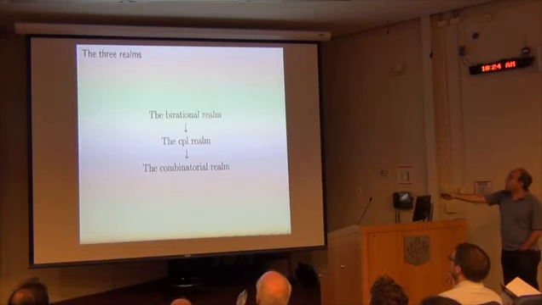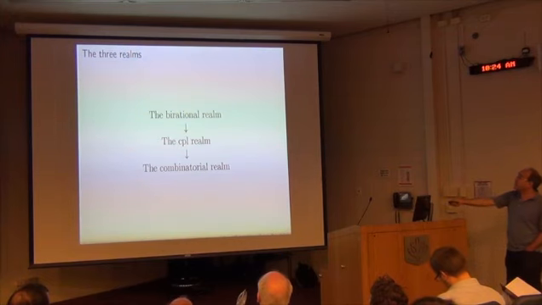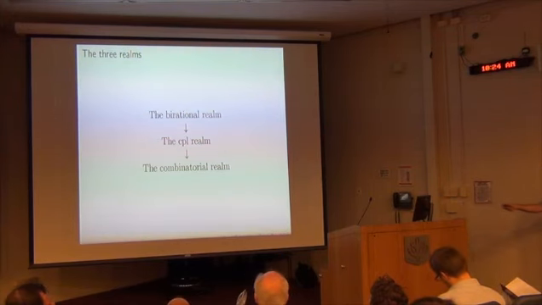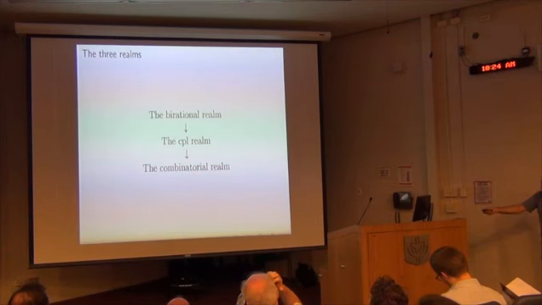So here's the picture. You have facts in the birational realm, which you can use to derive facts in the CPL realm, and use them to derive facts in the combinatorial realm, and to some extent inspiration can go from bottom to top.